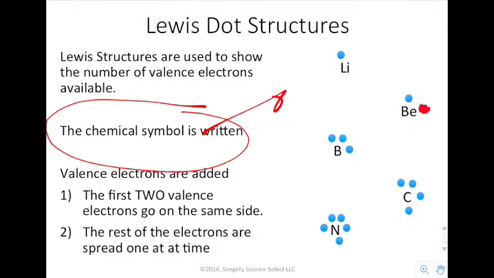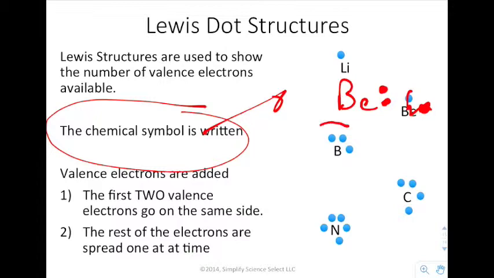So this right here is not a good example for beryllium. Instead, beryllium should be Be, and then you have to put the first 2 electrons on the same side. Now there's a reason for that as far as filling orbital shells. We're not going to get into that. The most important thing is that the first 2 electrons go on the same side. Then you spread out the rest of the electrons one at a time.